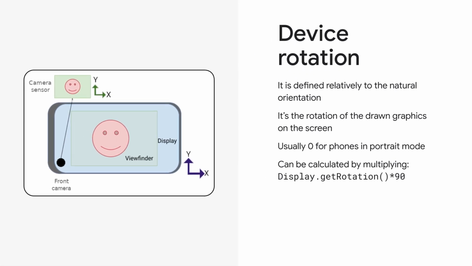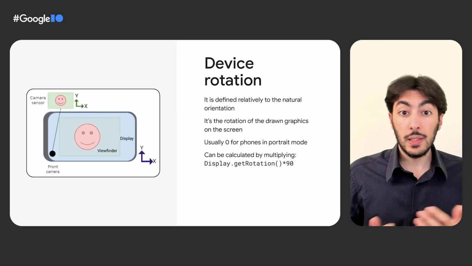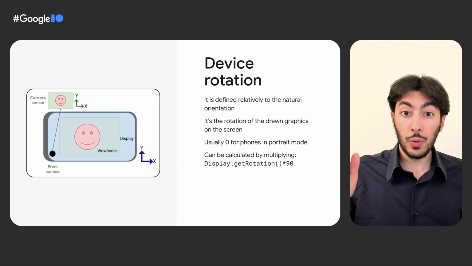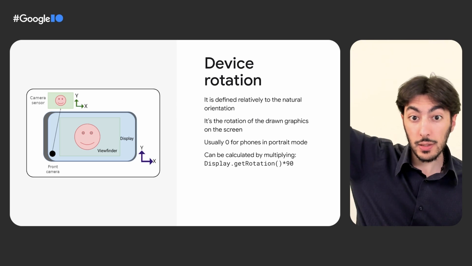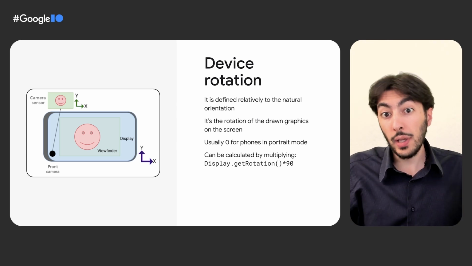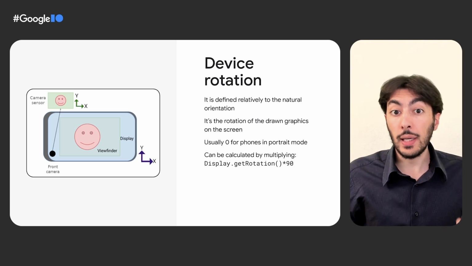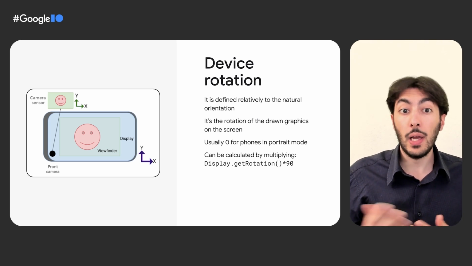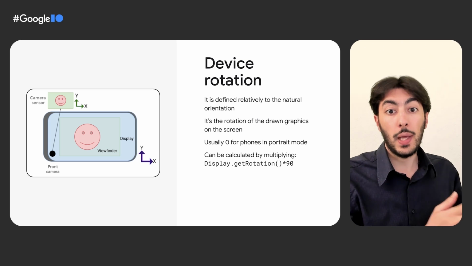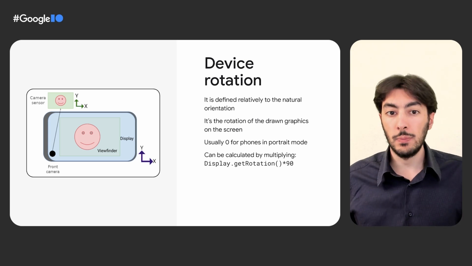The other concept is the device rotation, which measures how much the device is physically rotated from its natural orientation. Since we usually only want to handle four different orientations, we can consider only angles that are multiples of 90. And we can get this information by multiplying the value returned from display.getRotation by 90.